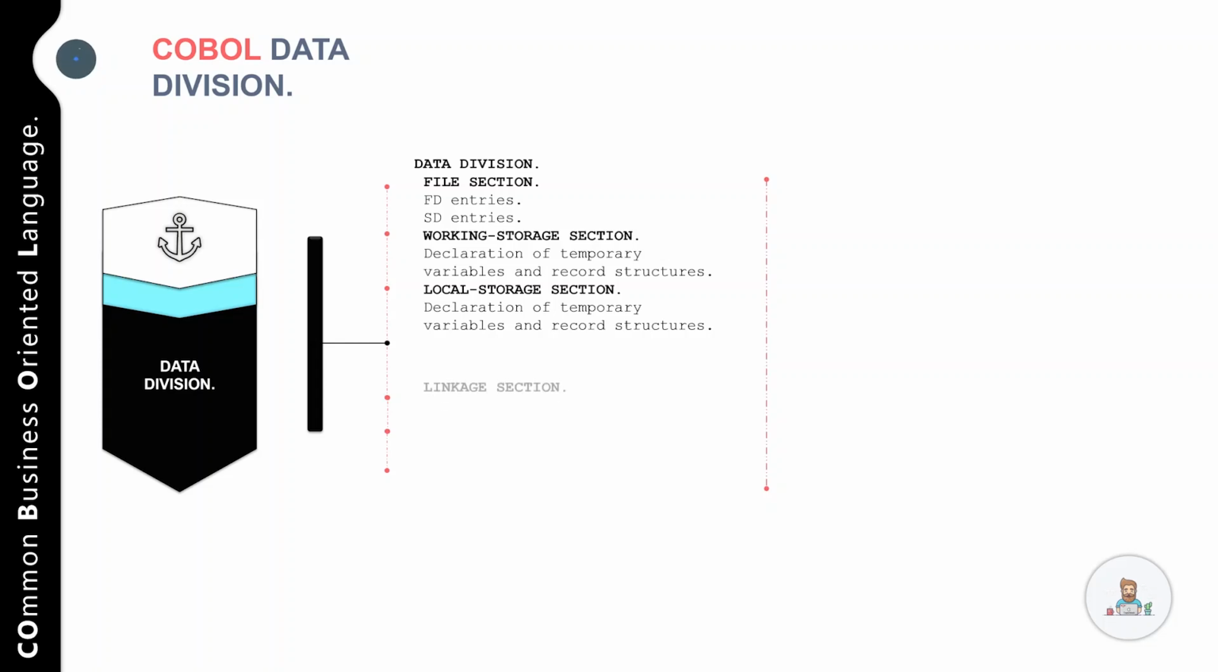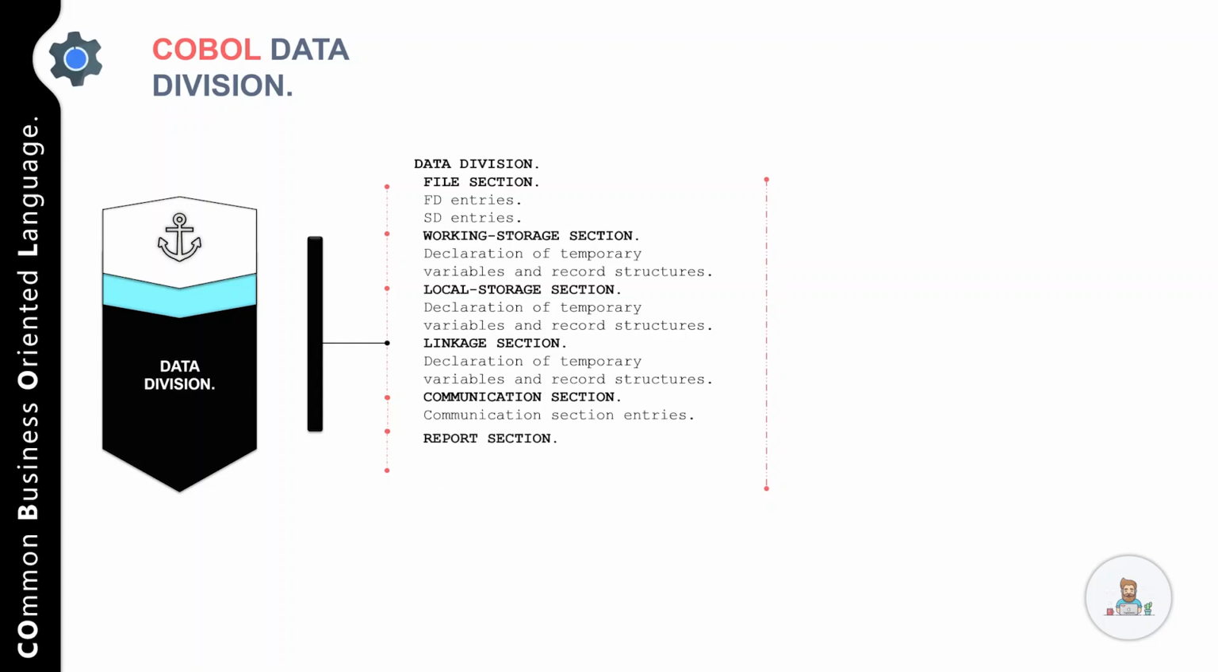The next section is linkage section, and it is used to define the fields that must be passed to a subprogram from a calling program. The next section is communication section, and it is used to create a control block which is required for communication, and it is release dependent.